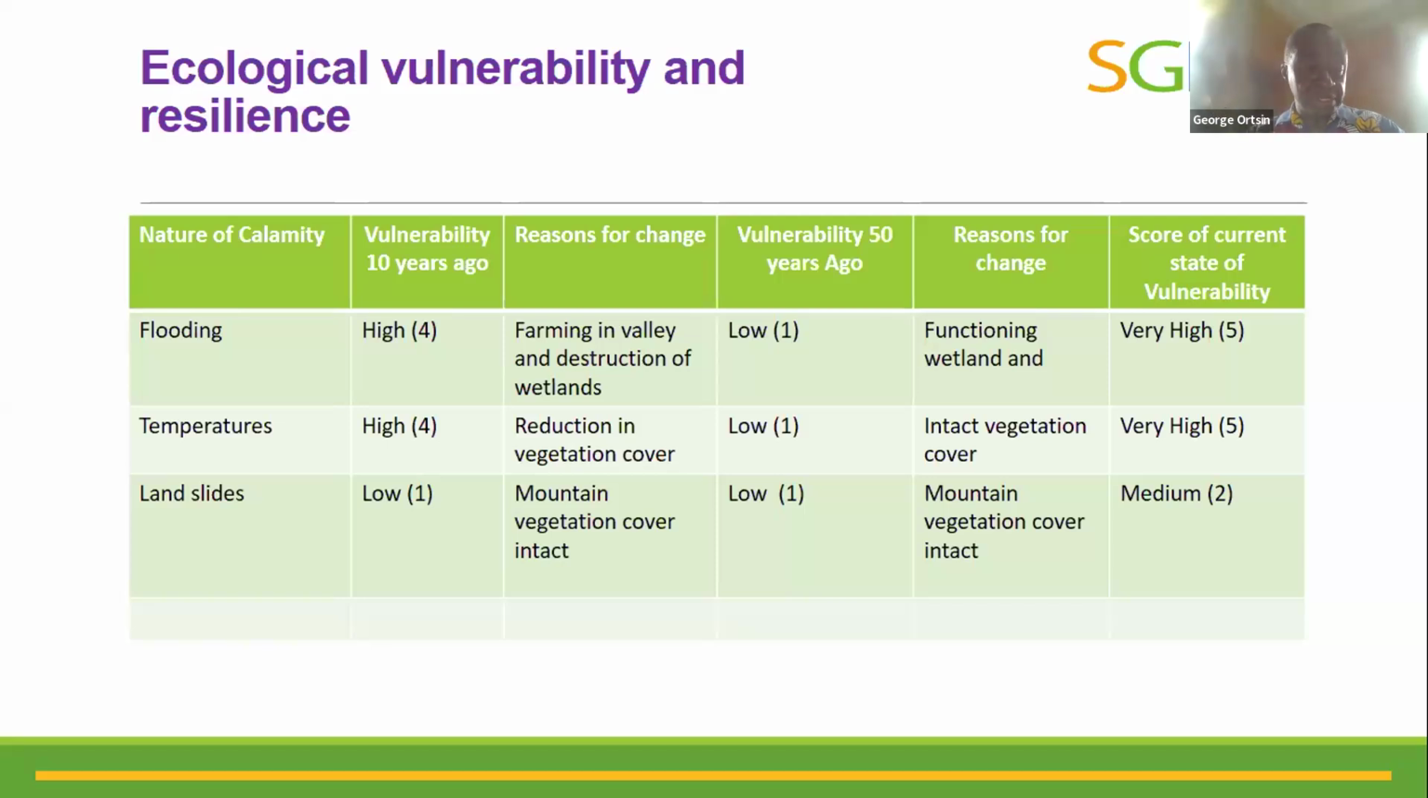If you look at the temperatures, that is the climate variabilities. 10 years ago, according to the people, it was high, but 50 years ago, it was low because there was a lot of vegetation. Now today, it is very high because the vegetation cover has been destroyed. And you look at landslide, it was very low in the past, but today, landslide is intermittently occurring, especially on the mountain side, because the mountain vegetation cover has been removed.